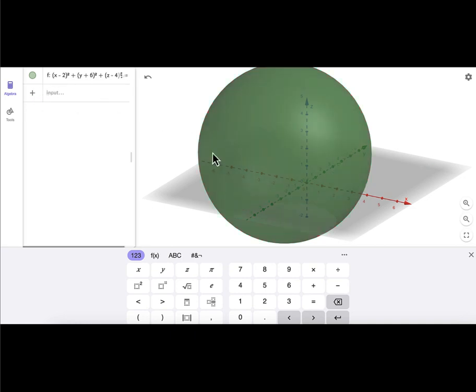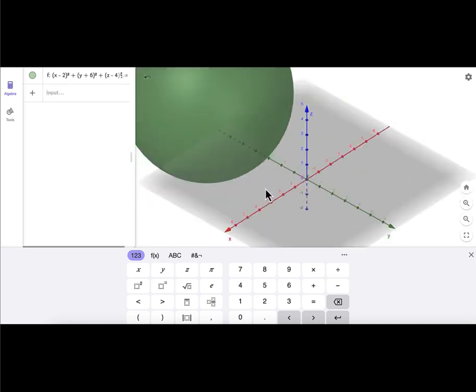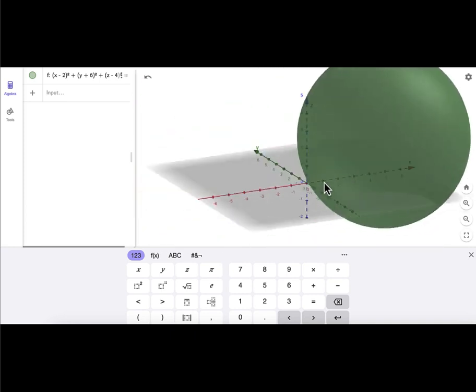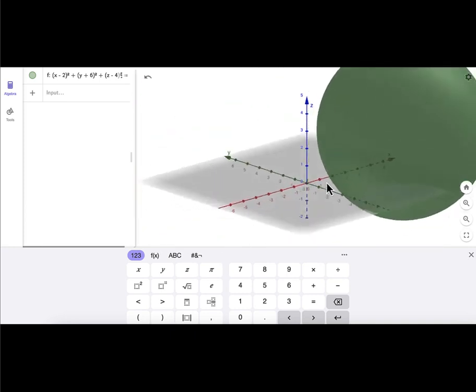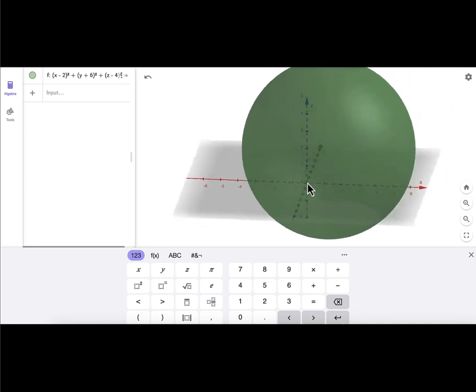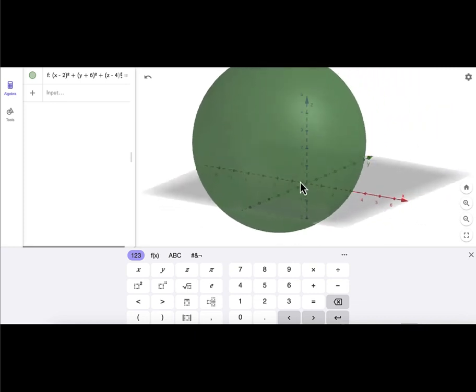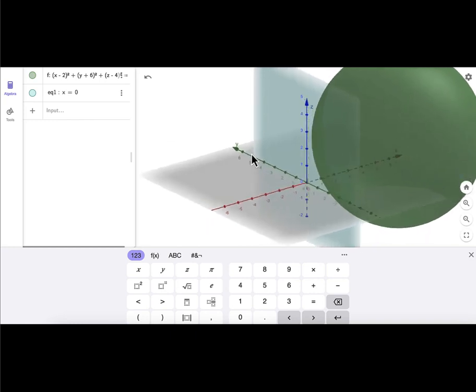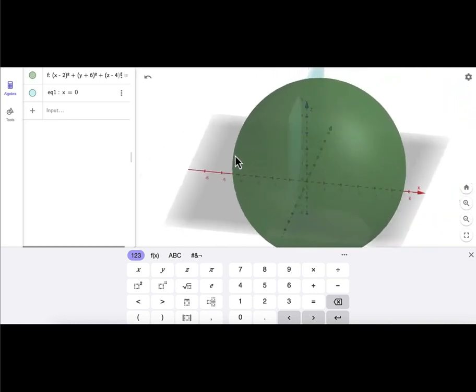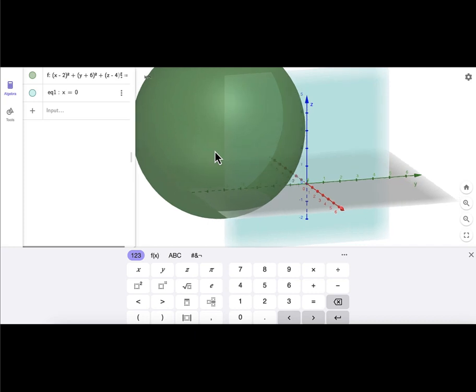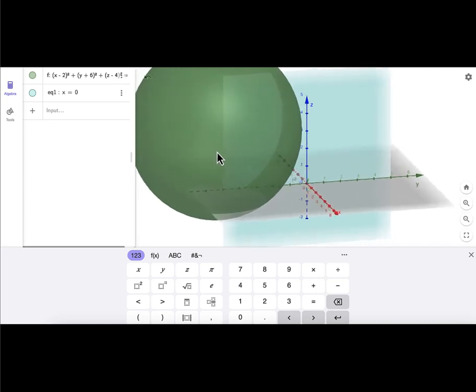So we have our sphere, and we would be able to plot an ordered triple if we wanted to see the center, but we're actually interested in where this sphere intersects with the YZ plane. Now, the equation of the YZ plane is simply that x is equal to 0. So if we look at x is equal to 0 and run that through here, we're going to get a plane that is right on that y and z axis, right? So this is the YZ plane.